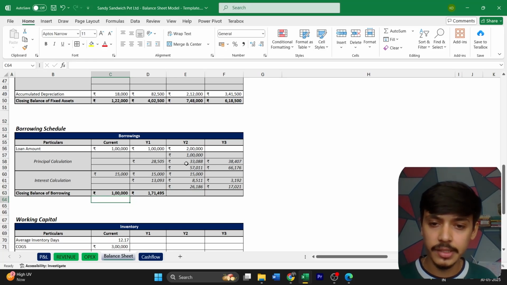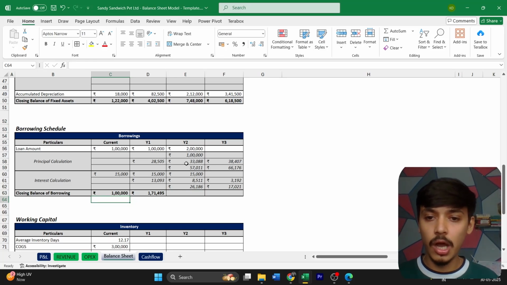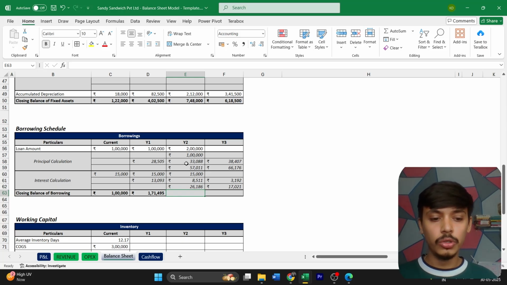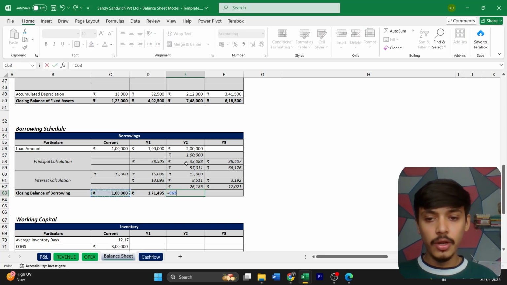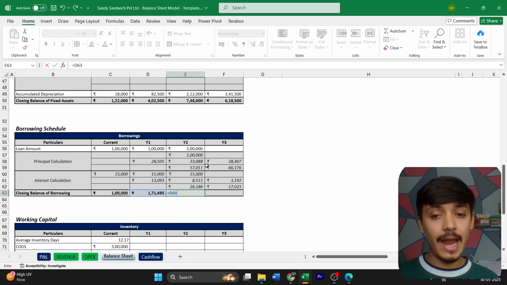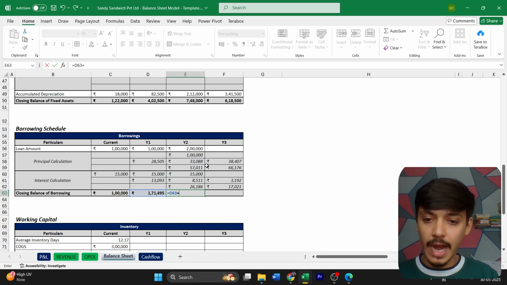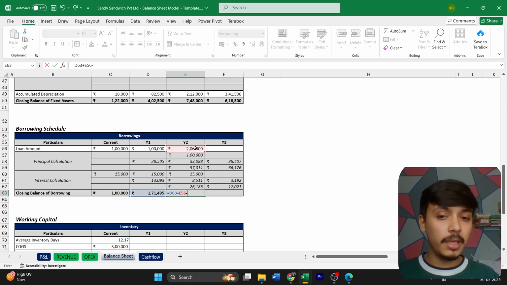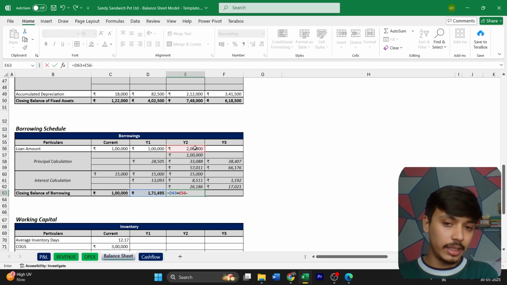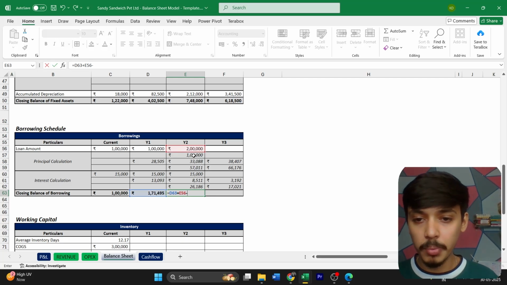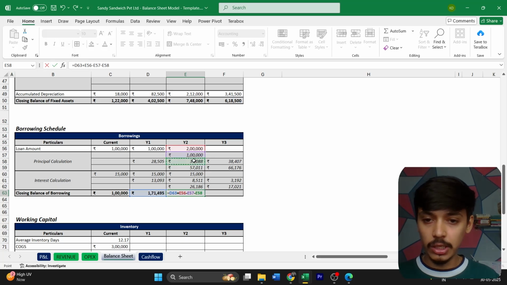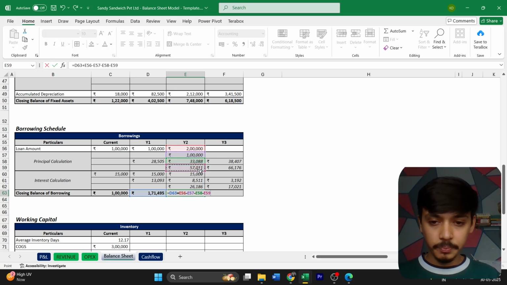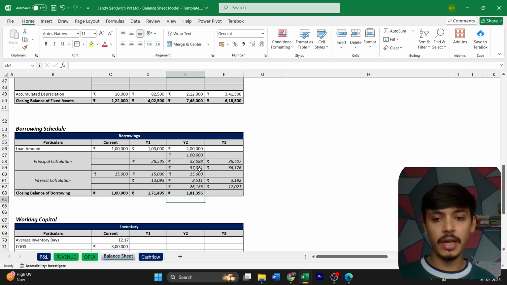So we have our interest and principal calculation with us. Let's now calculate the closing balance in year 2. So we have an opening balance of 171,495 with us. We are adding 2 lakh worth of loan to our books. So we will add this 2 lakh amount, and we are going to subtract all the principal amount that is paid back. So we are paying back our 1 lakh rupee loan that we took in the initial year, because now it's year 3. So we have to pay that back. We have to pay our 33,000 principal on the 1 lakh previous year loan and 57,000 for the current year's loan. So that will give us 1,81,396 as our closing balance of borrowing.